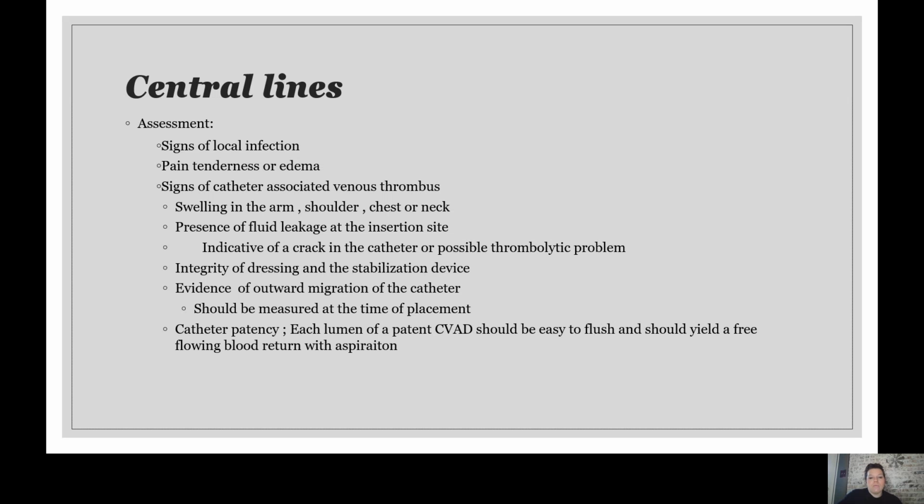So we are going to check catheter patency. Each lumen of the catheter should be easy to flush and should yield a free-flowing blood return with aspiration. So when we pull back, we are not checking for blood return on a peripheral catheter, except for when we initially insert it. With central lines, we want to see if we're able to get blood return. We should be able to pull blood back each time, and it should be patent, and we are going to flush both lumens. A lot of times it's a double lumen catheter, which means there's two connector sites.